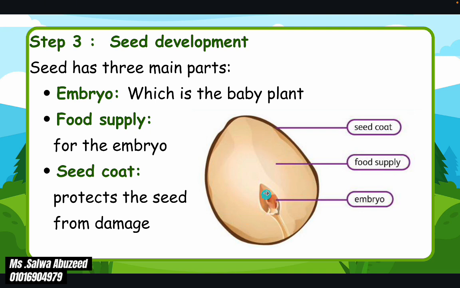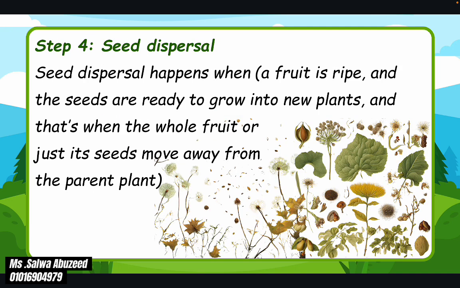This small part is called the embryo. What is the meaning of embryo? Embryo is a scientific name, but the actual name is baby. So this is the baby plant, but we call it the embryo. So you're going to protect the baby with the seed coat, and this is the baby. Where is it going to get the food? All this part, we call it the food supply, so the embryo can feed on it and grow. This is called the seed development.